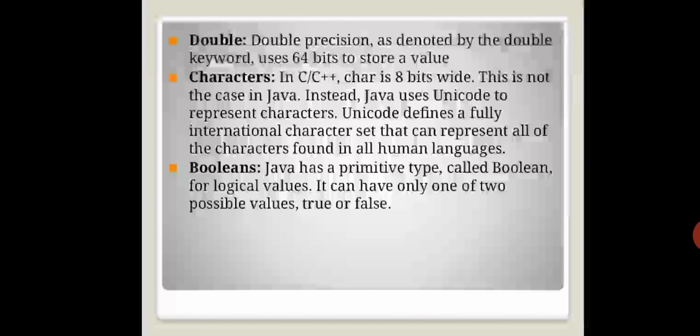The next one is double precision, as denoted by the double keyword, which uses 64 bits to store a value. That means if in your program you have a variable with the double data type and you are storing some data, ultimately it will be using 64 bits in your storage space. You have to remember it like that.